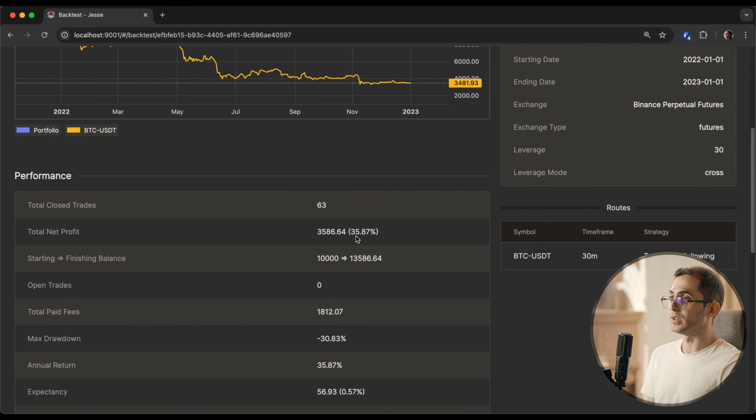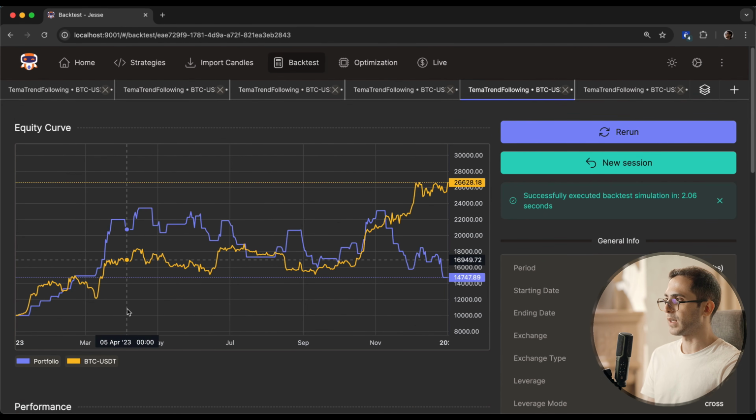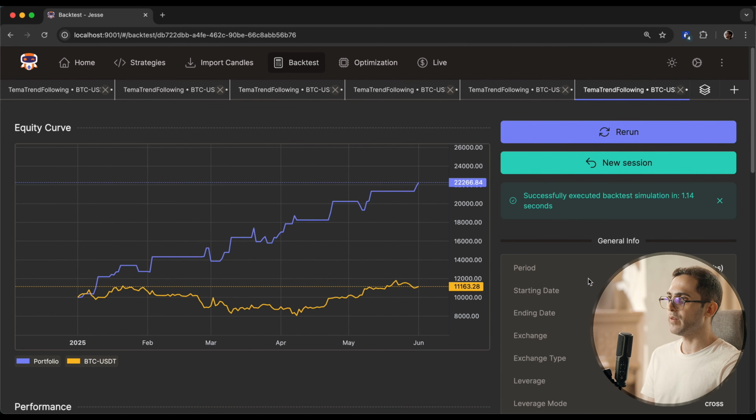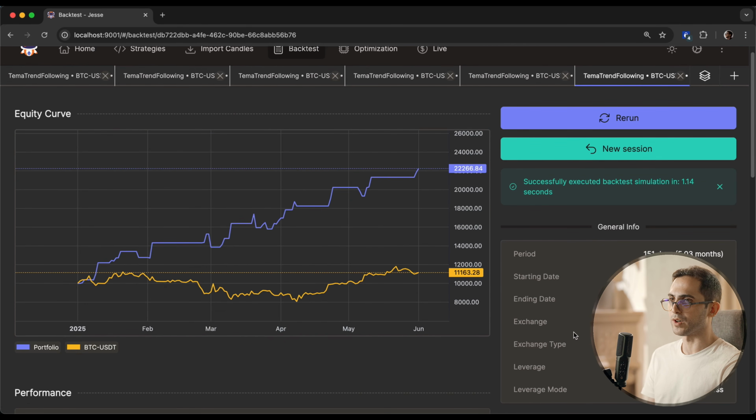We ended with 35% PNL. The max drawdown is minus 30%. Actually, let's just look at the equity curves. So this is for 2023. We didn't beat the market. I mean, in the beginning we did, but in the end we didn't. And this is for 2025, which, I mean, this is just off the charts.